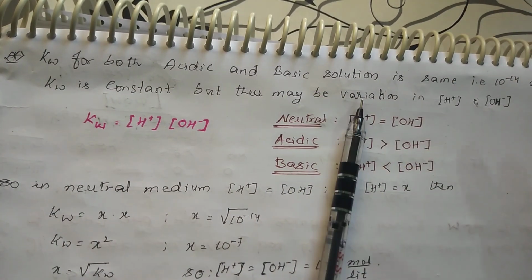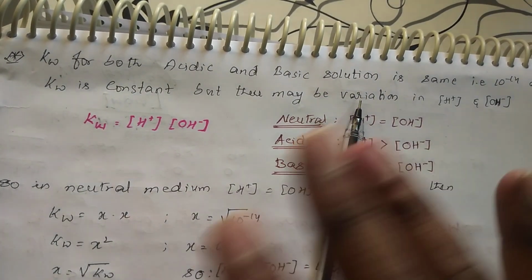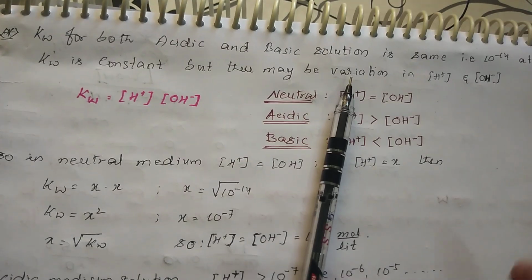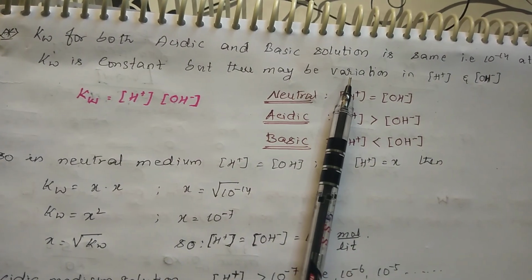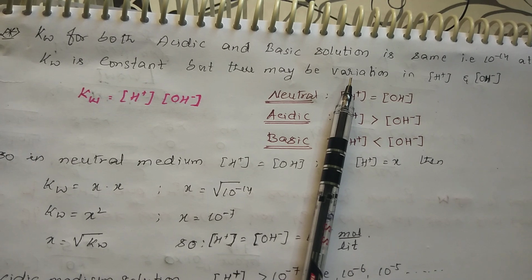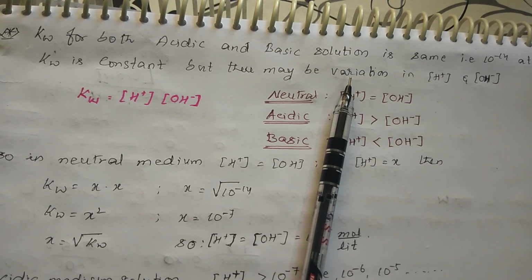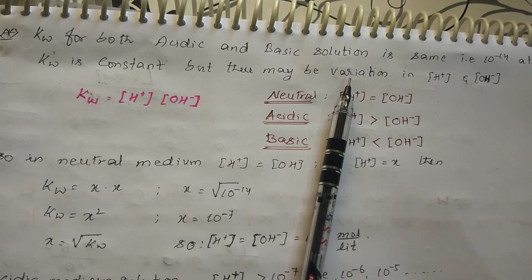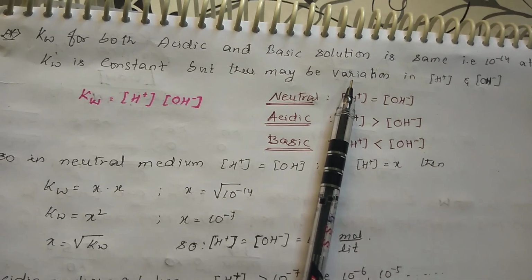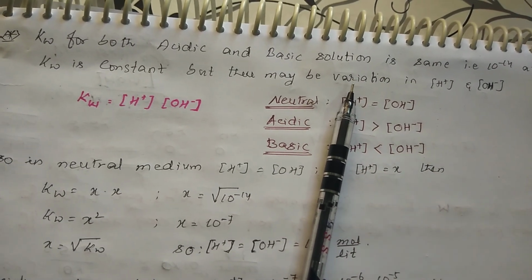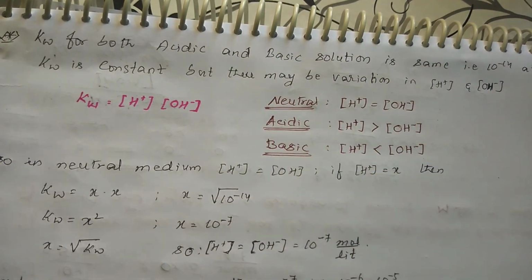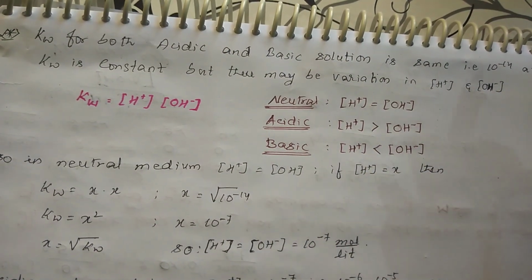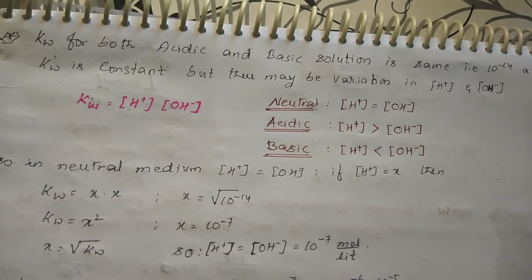See, again I am telling you, you are taking a container filled with water, and you are adding acid or base to it. What happens? H plus concentration increases, and then OH minus concentration decreases. And again the product of both H plus and OH minus will be equal, that is 10 power minus 14, it will be constant again. Kw is constant for both acidic and basic solutions. It is 10 power minus 14 at 25 degrees centigrade.